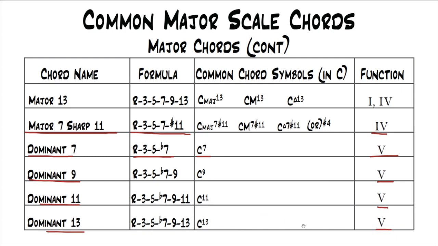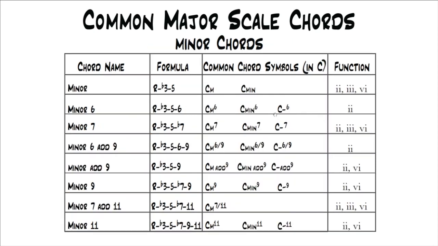I just wanted to give you this diagram so that now you can quickly look up all this information: the chord names, formula, common chord symbol, and their function. So if you look at a major 13, you'll know that that could be a 1 chord or a 4 chord. And this one is for major, but I gave it for minor as well.